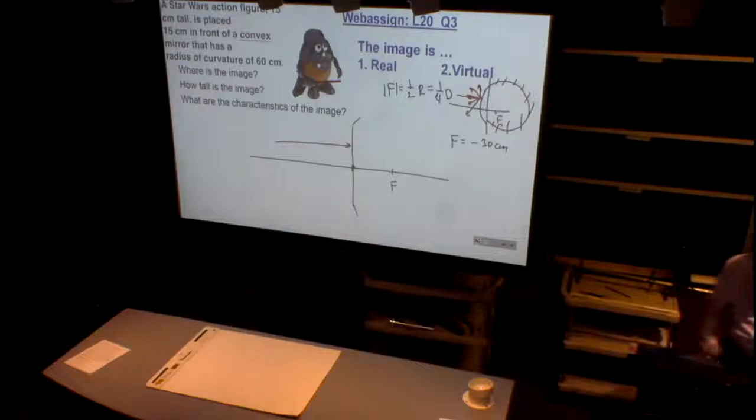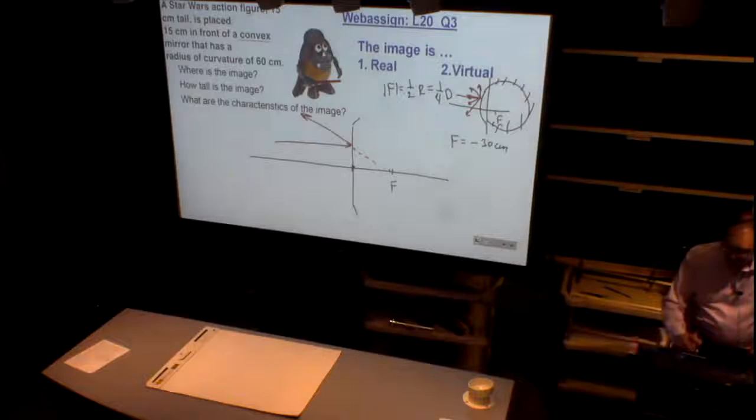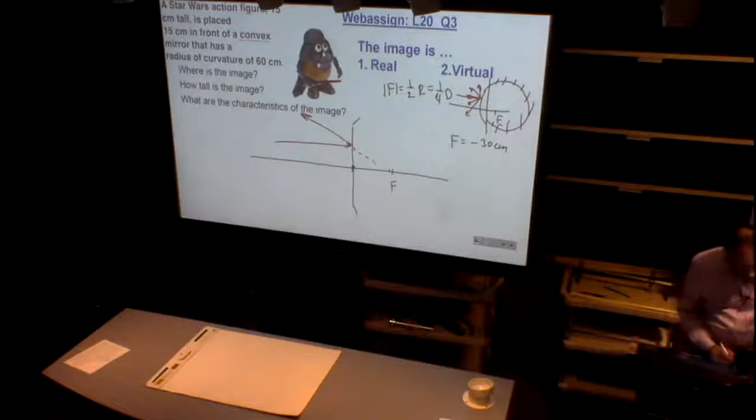Now, we don't draw a ray yet. In this situation, again, first we draw what would have been an extension of that ray. And then we continue with an actual ray. Because it's virtual, not real. It's only in our mind. There is no light behind the mirror. We have to imagine that this point exists. Because there is no light behind the mirror. So because it's convex. Because that's a good thing to compare.